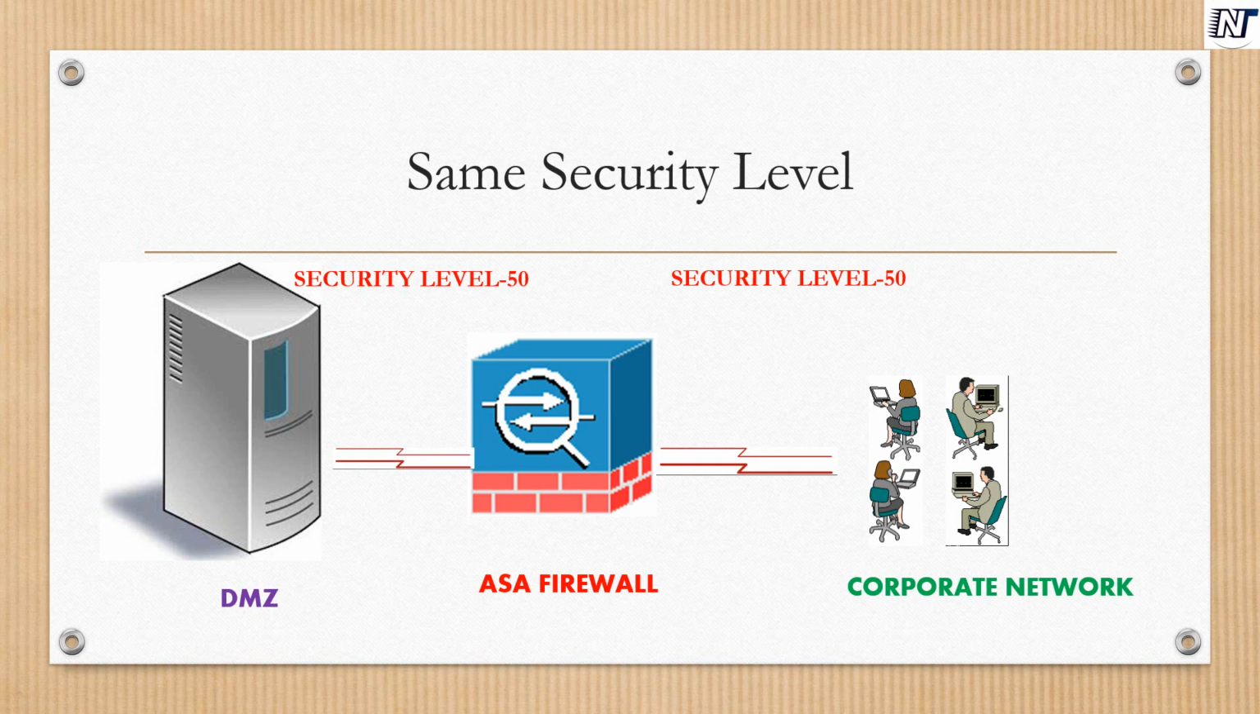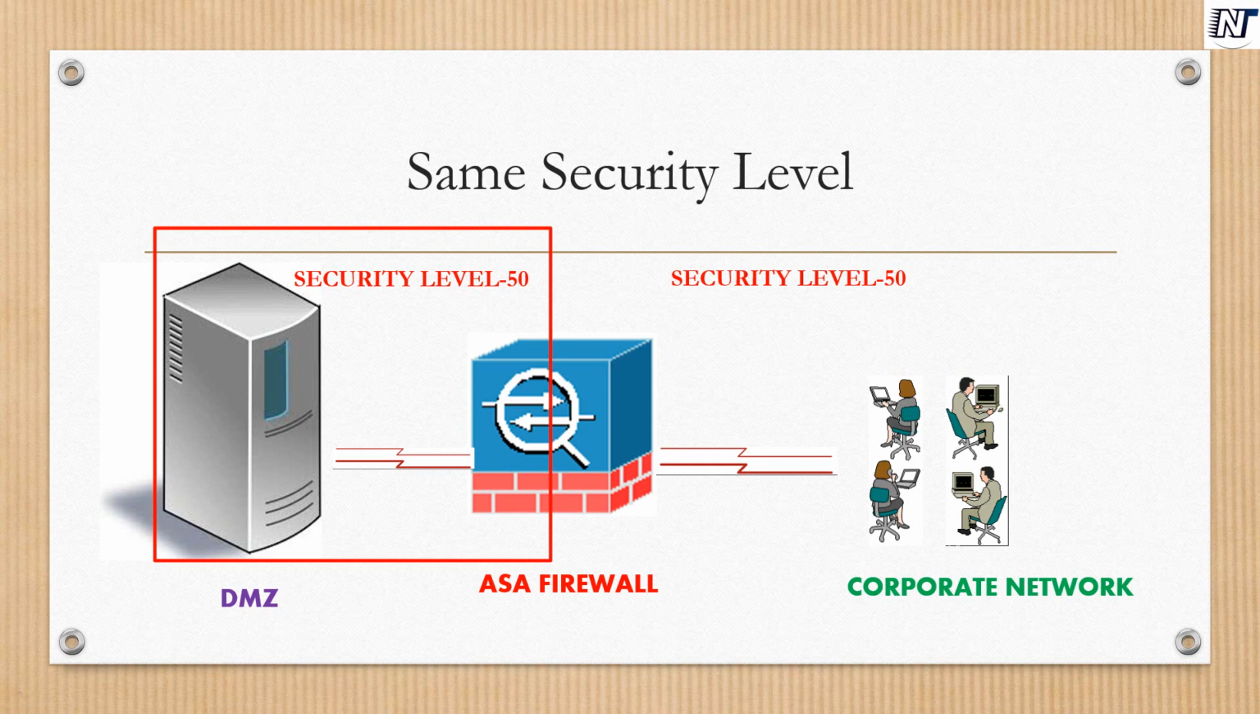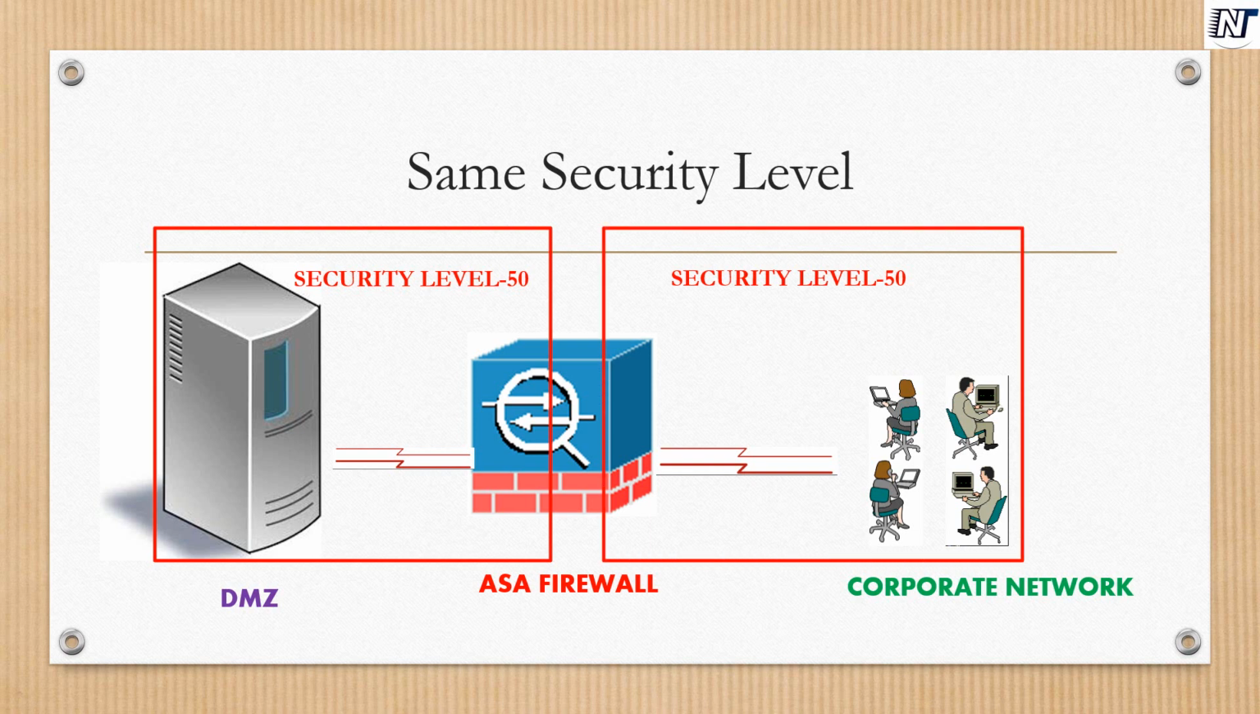Let's talk about same security level. What happens if you have two interfaces with the same level of security? Let's say I have put this as 50 and this also as 50. If you have two interfaces with the same security level, the traffic will be blocked and even an ACL will not help. By default, all traffic is blocked. Even an ACL will not help you. So this is something you will do when you don't want two interfaces to talk with each other.